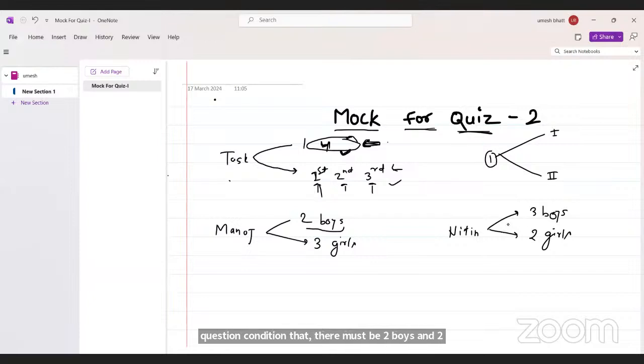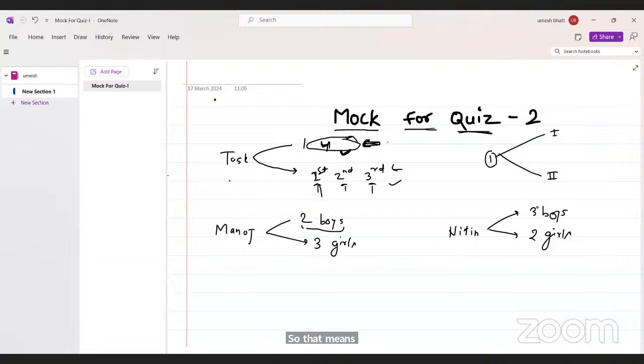So that's why they are selecting simultaneously. This means firstly Manoj selects, then Nitin knows how many boys or girls Manoj selected, and after that Nitin comes and selects the remaining one boy and one girl, or two girls, depending on Manoj's decision. So their decisions are dependent. Sir, that means it is not simultaneous. Once Manoj selects, only then Nitin selects.